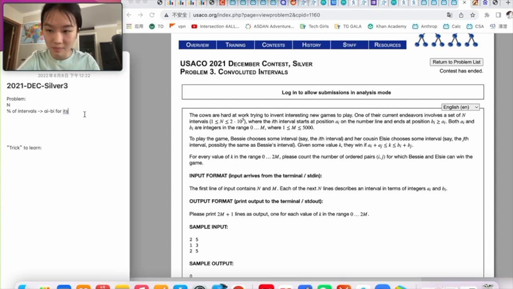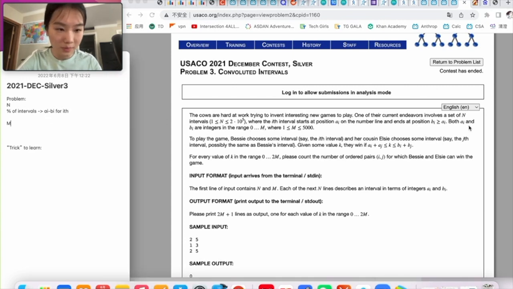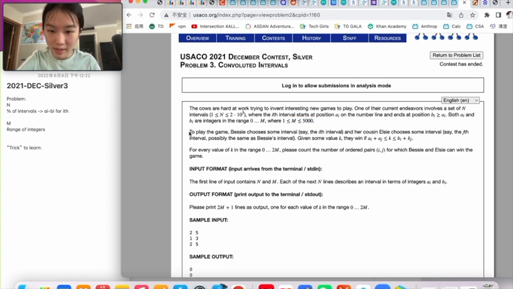And then we also discover another important letter, which is M. We can see both AI and BI are integers in the range of 0 to M. So this is a range of integers. And M is relatively small, we can see in this place. And let's see how they play the game.